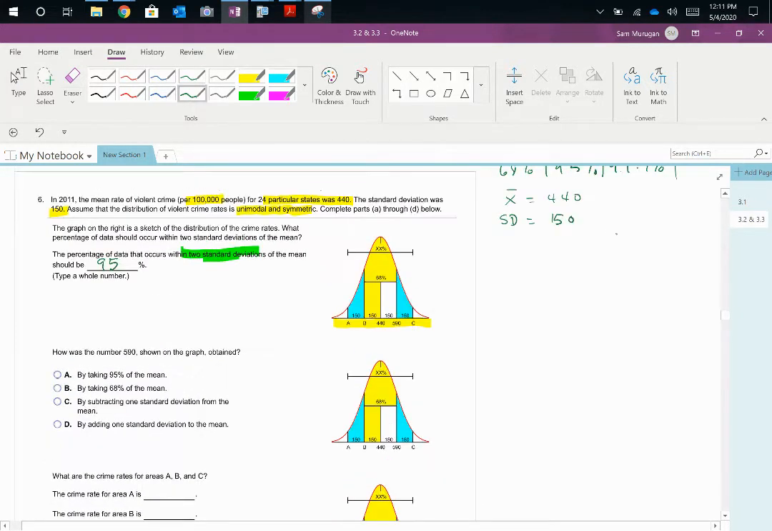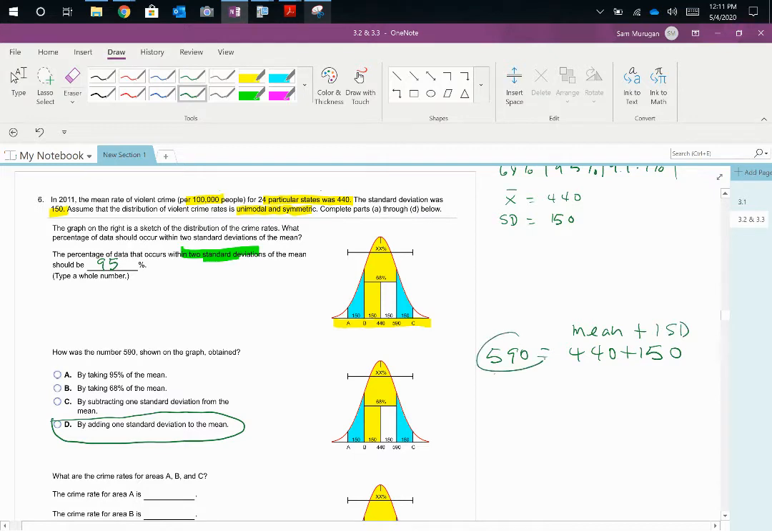So think about this. To get 590, it is equal to 440 plus 150, which is one standard deviation. So by adding one standard deviation to the mean, we get 590.